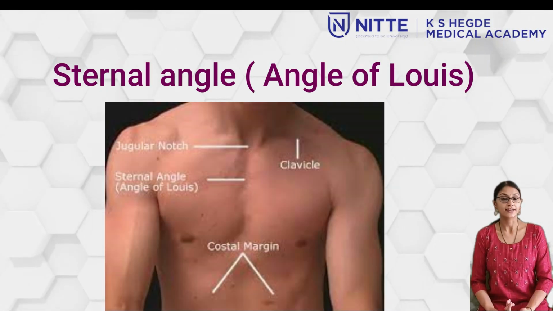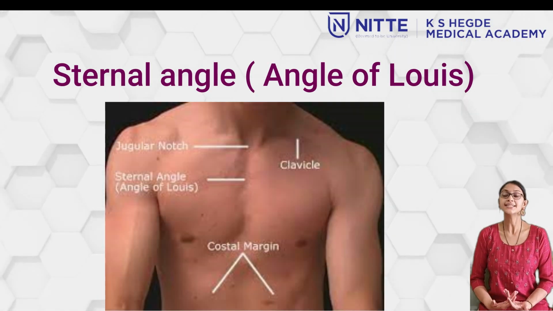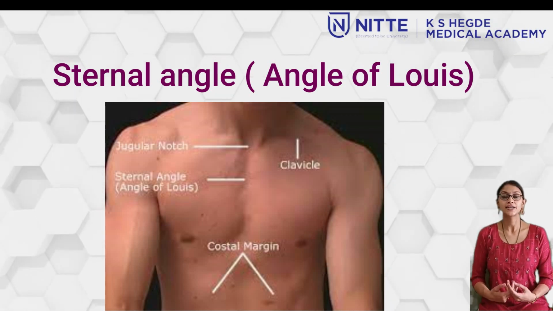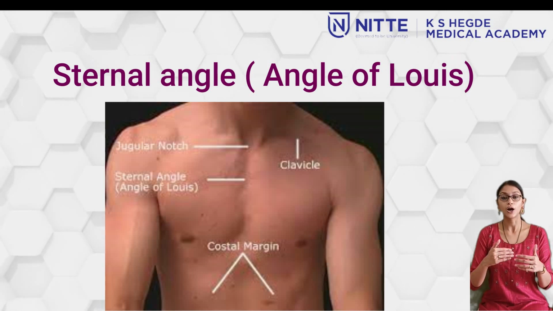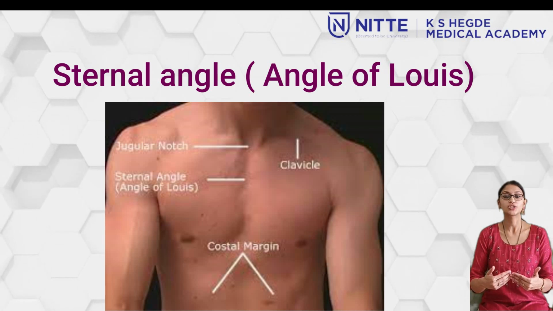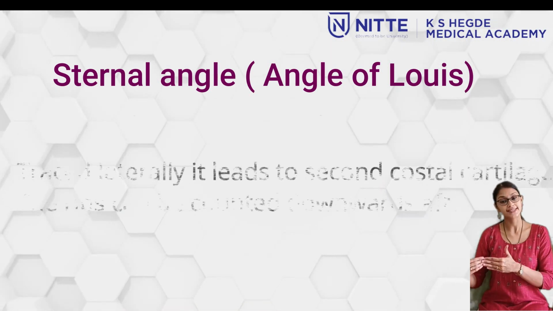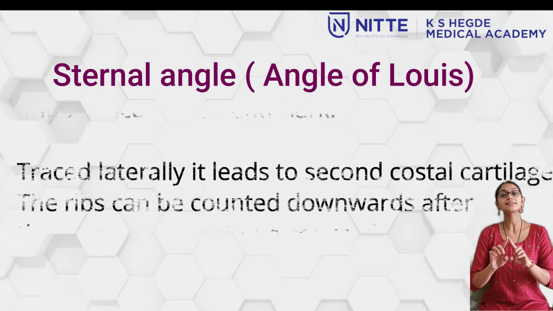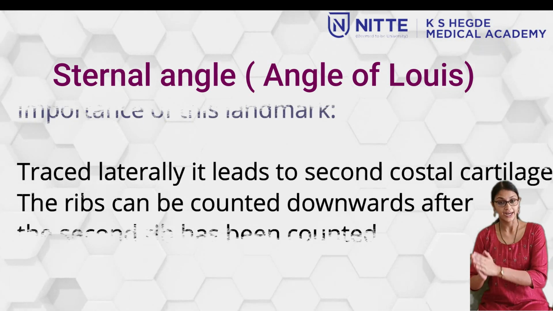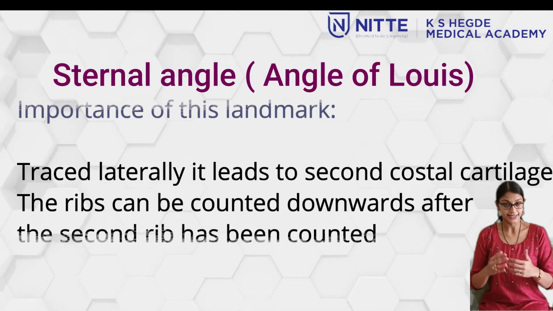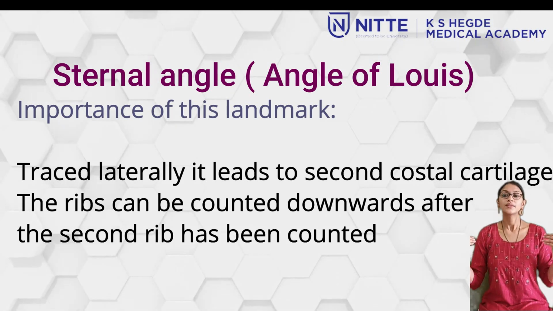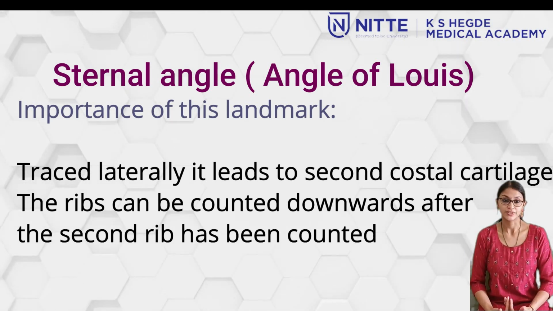The sternal angle, also called the angle of Lewis, can be easily felt as a ridge by running the finger downwards on the sternum from the suprasternal notch. The importance of this landmark is that if you trace laterally, this leads to the second costal cartilage that in turn articulates with the second rib. The ribs can be counted from the second costal cartilage onwards.